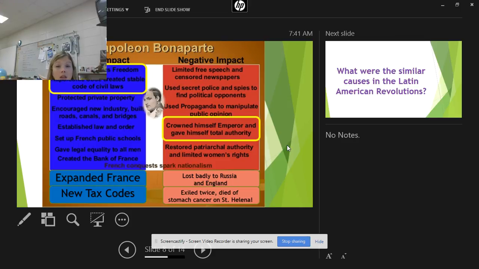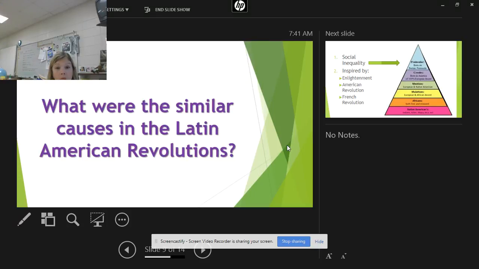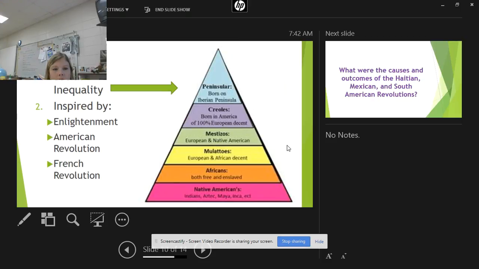All right. Taking a little change of pace here, we're going to move over to the New World. Okay, we're going to look at the causes of the Latin American revolutions. You guys remember most of those are going to be similar to the French. They're going to be inspired by the Enlightenment ideas. They're going to be inspired by the American Revolution and the French Revolution, because now those have both happened. And we're going to have some social inequality as well.